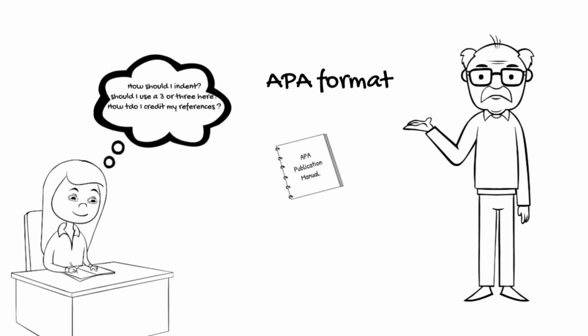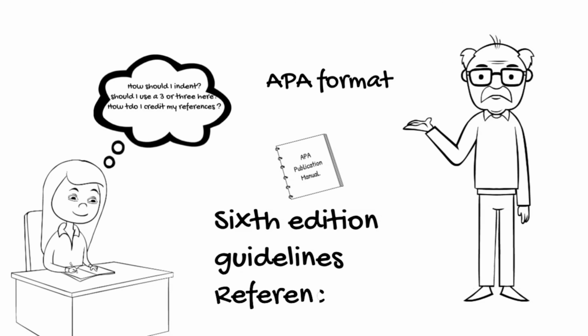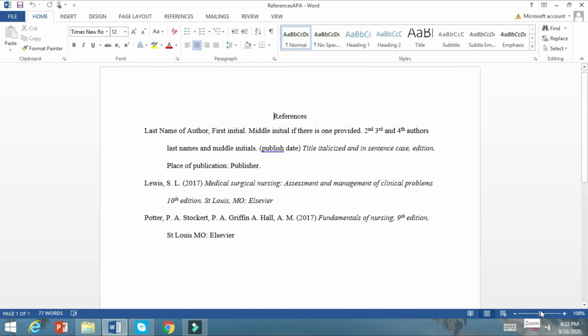In this video, I will follow the APA 6th edition guidelines for setting up your reference page. Here's an example of an APA reference page. This is the page that goes at the very end of your paper, where the reader can look up the information for the citations that you've made in your writing.